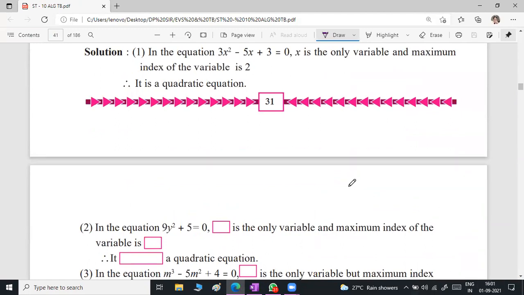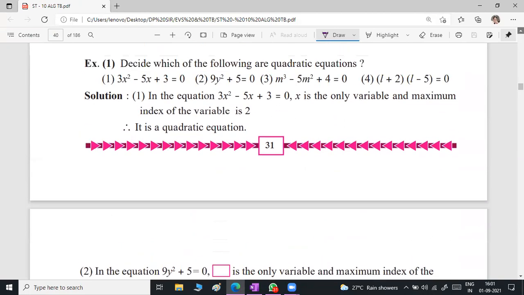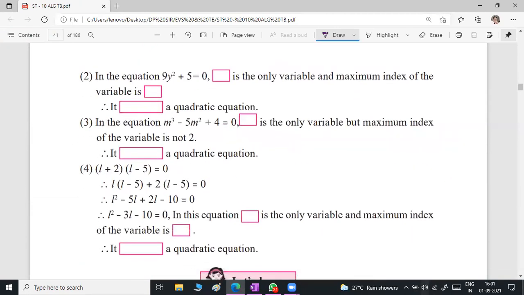Decide which of the following are quadratic equations. So we are solving second, third. Just see here, we need to decide which of the following is a quadratic equation. Okay, so let's solve that part.